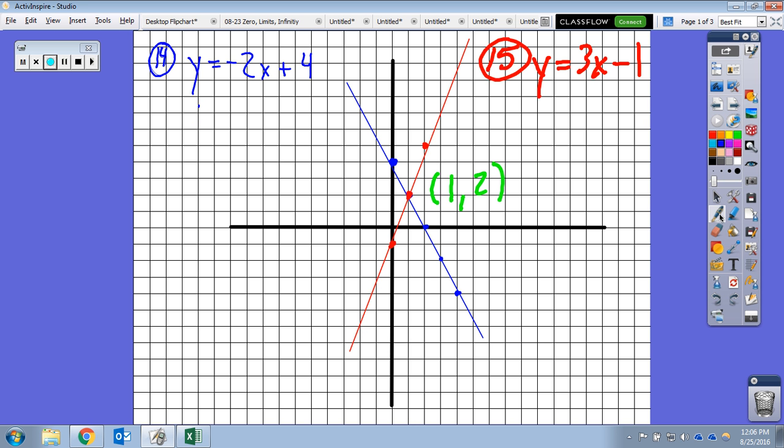If I substitute 2 in for y, and I substitute 1 in for x, does it make this equation true? Yeah. 2 equals -2 plus 4, 2 equals 2. I'm definitely going to be testing you guys on this concept of understanding things not only algebraically, but understanding them graphically.